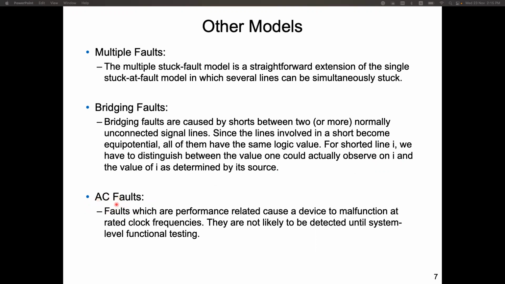A third fault model is called AC faults. These are performance-related faults. They cause a device to malfunction at some high clock frequencies. They are not likely to be detected until system-level functional testing.